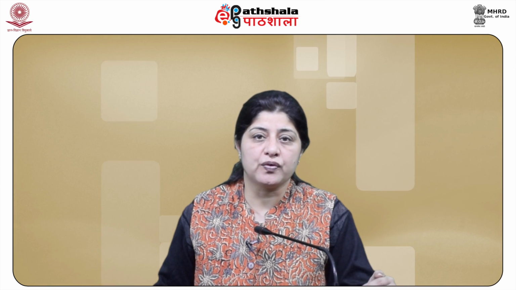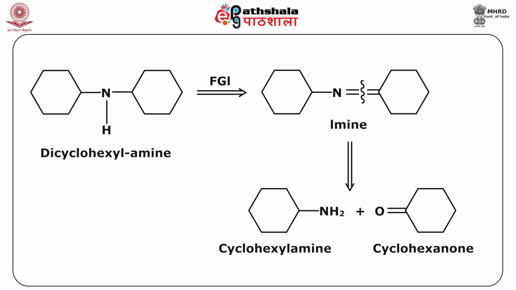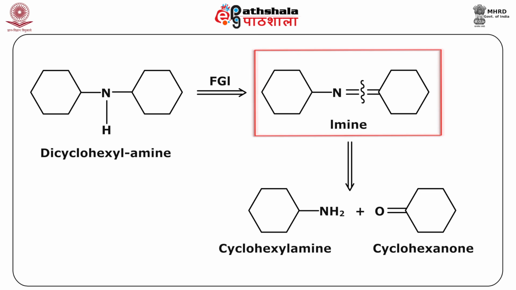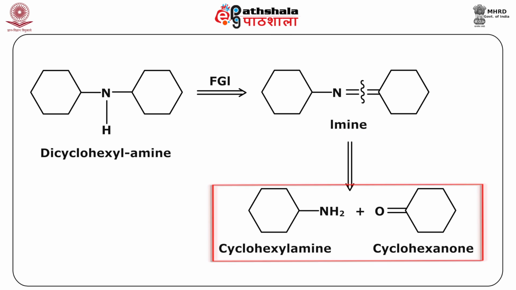Synthesis of dicyclohexylamine. Retrosynthetic analysis of dicyclohexylamine is shown in the figure. The FGI shows that the target molecule can easily be obtained from the corresponding imine as discussed in the examples. The disconnection of the C=N bond of an imine gives the starting materials as cyclohexylamine and cyclohexanone.